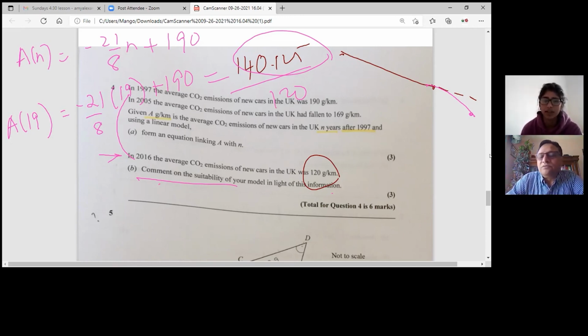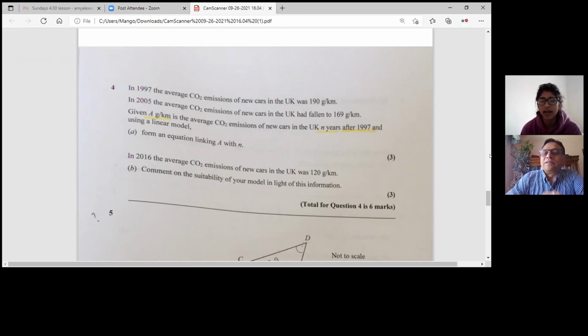So I think the one which we did now is better. I had to have something along the lines that the cars have improved, and less CO2 is being emitted or something. And it's not what was expected.